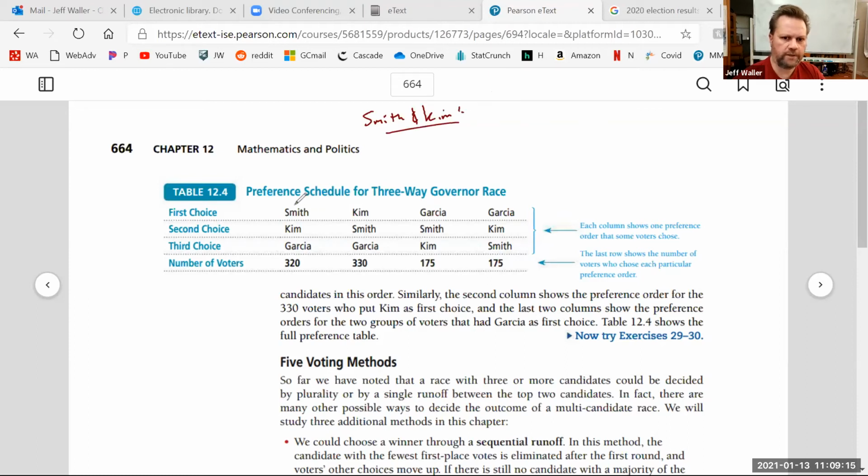So this one, Smith wins. Do you see that? So if we look at each one, Smith wins the 320 times.